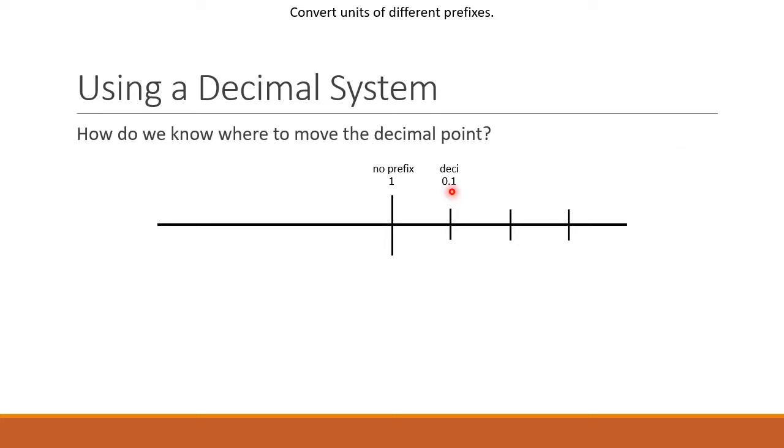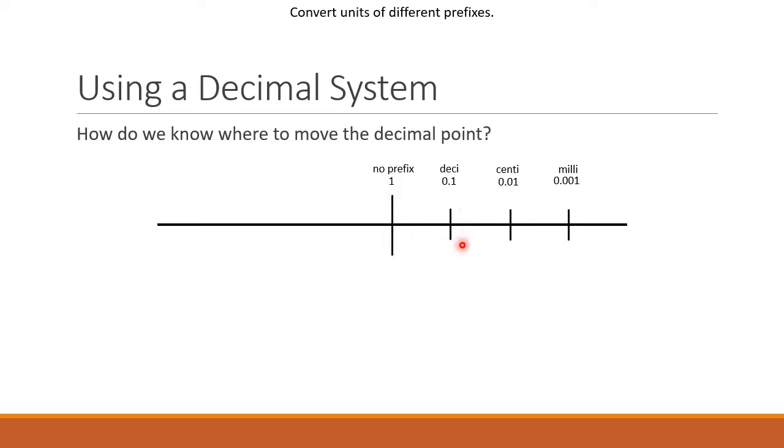So I'm going to write 0.1 there, or you could write the fraction 1/10. They are the exact same thing, as we know. And then going to the right again, I'm going to put the prefix centi, which is 1/100th, so 0.01 or 1/100. And then going to the right one more place, that would be the prefix milli, which is 1/1000th, so 0.001 or 1/1000.